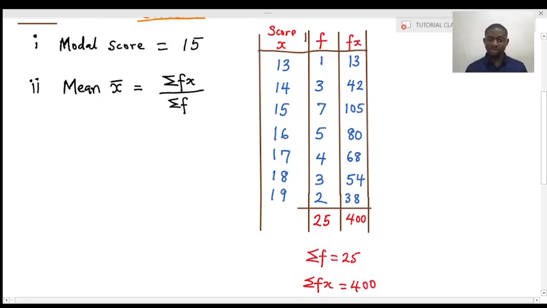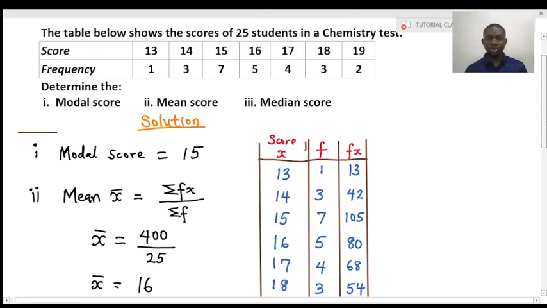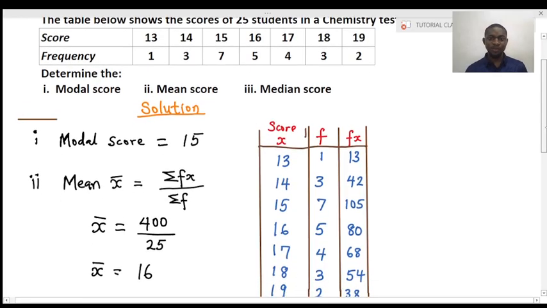It's interesting. Good. So we can now substitute, which makes our mean, x bar, become summation fx, that is 400, divided by summation f, which is 25. And when you divide 400 by 25, you get 16. So we've been able to determine the mean score.